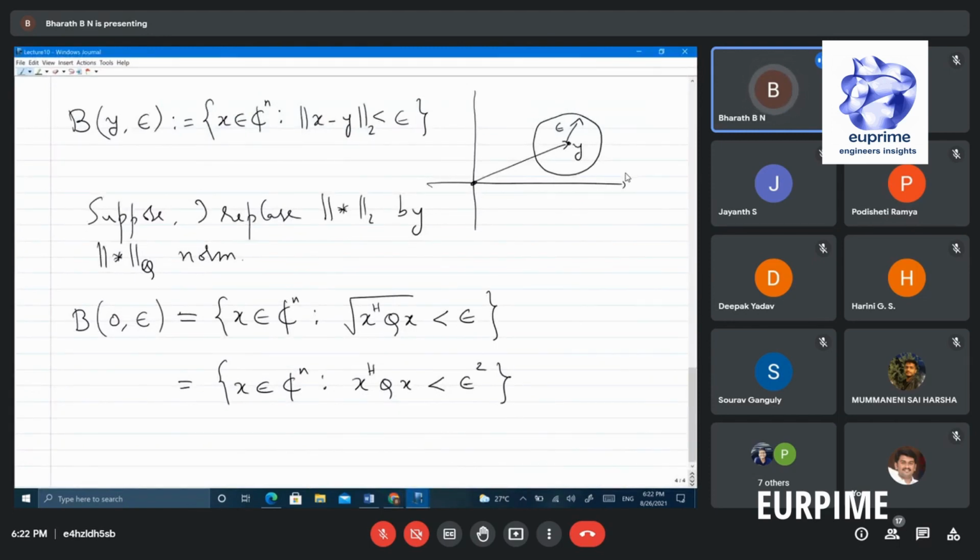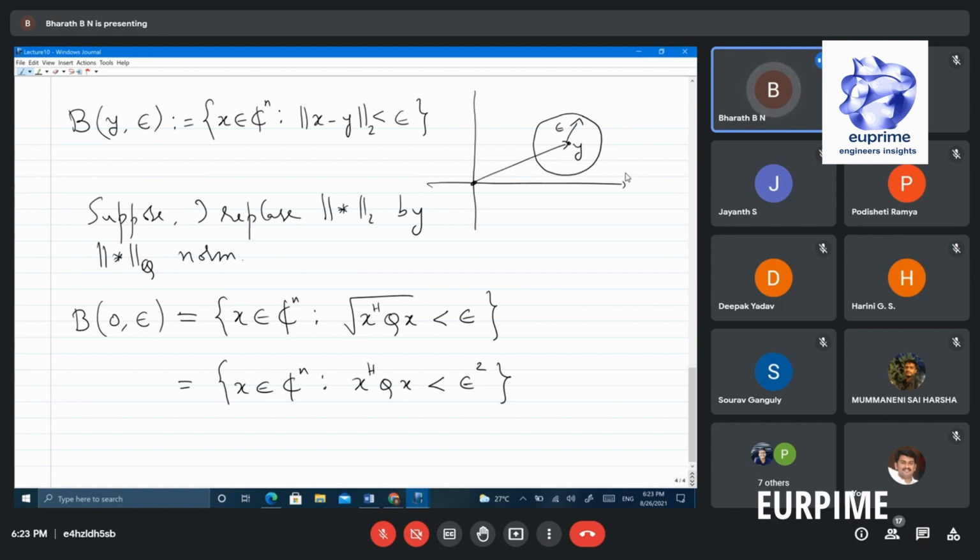Suppose I take Q to be identity, I'll get a circle: x1 squared plus x2 squared is less than epsilon squared. If you take some other Q, what will you get? Let's say I take one half and 2 on the diagonal. Then I get x1 squared by one half, by 2, plus x2 squared by 2, less than epsilon squared. I can take, for example, 1 by 2 and 1 by 4. Then I get x1 squared by 2 plus x2 squared by 4 less than epsilon squared. What is that called? An ellipse. So I'm looking at all the points within an ellipse. This is called an ellipsoid.